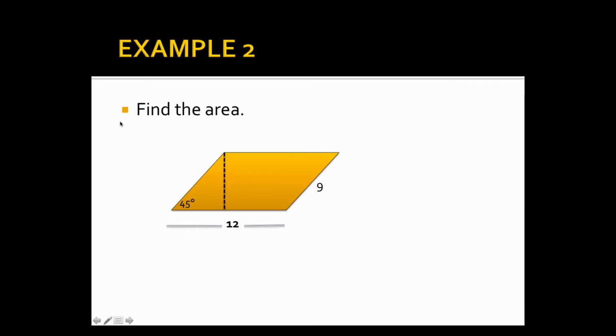Find the area of that guy. Same rules apply. It is a parallelogram, and that is perpendicular. I'm getting sloppy here.